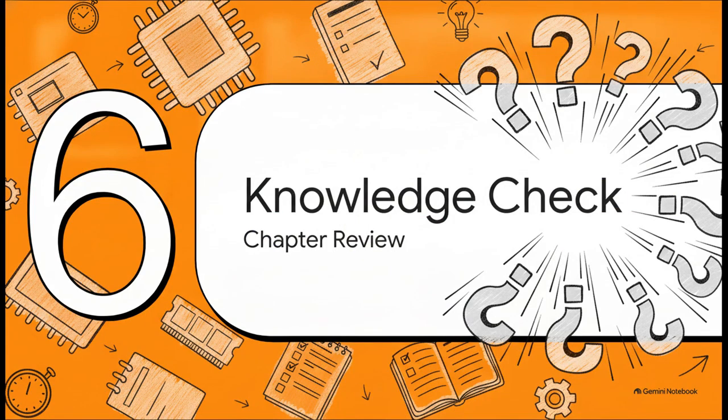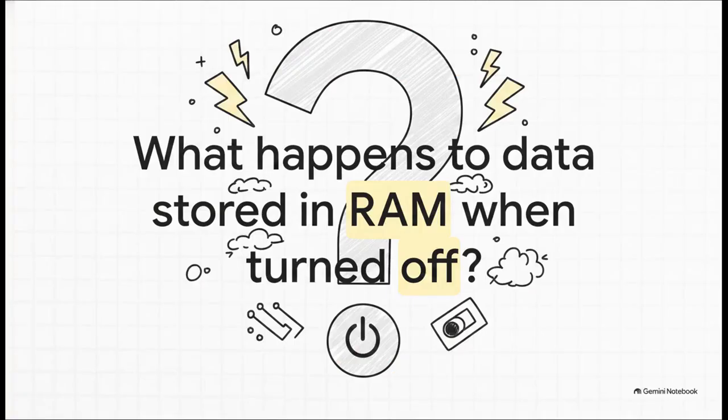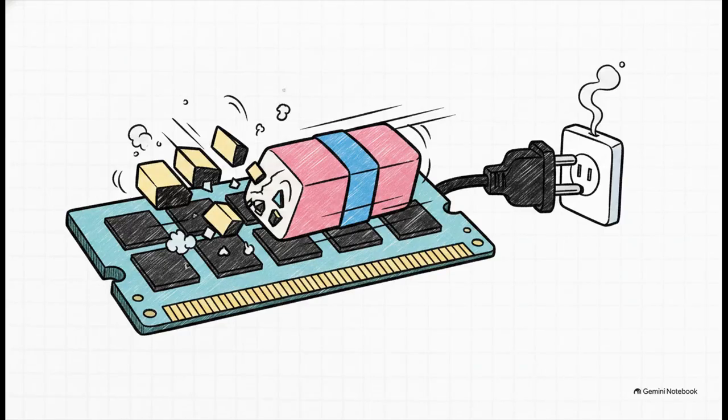Section 6. Chapter Review Knowledge Check. Let's see what you've picked out. Let's start with a really crucial concept we covered about primary memory. Ask yourself, what happens to the data stored in the RAM when the computer is turned off? Take a quick second to lock in your answer. If you said it gets completely wiped out, you hit the nail on the head. Because RAM is volatile memory. As soon as the machine is switched off or loses power, all that temporary data is instantly erased.